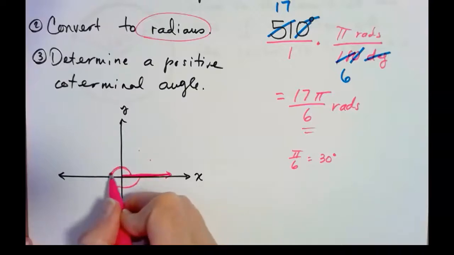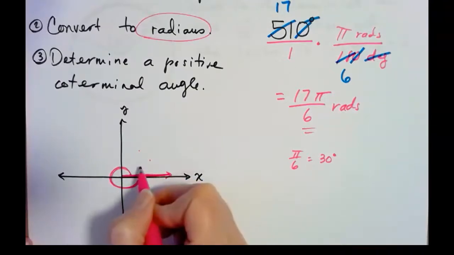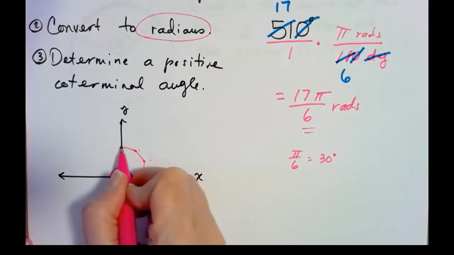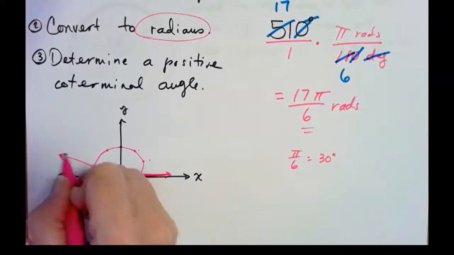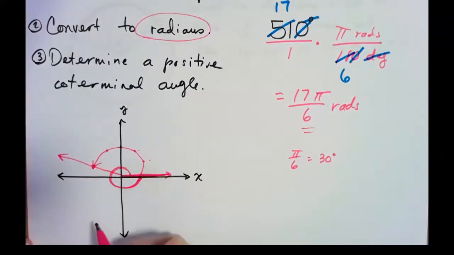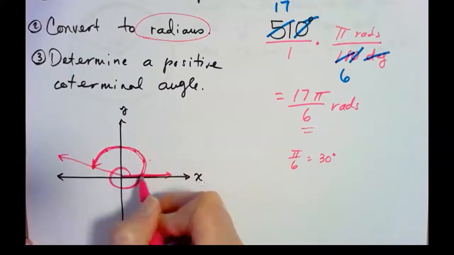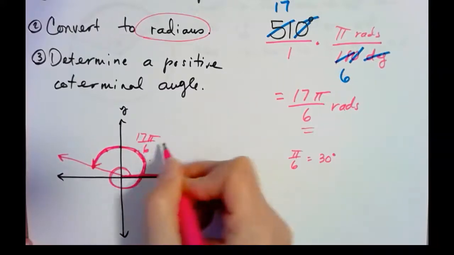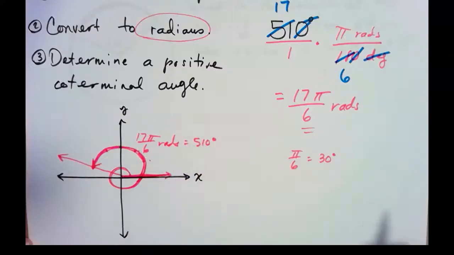So let's go around once. Remember, that's 12 sixths, because 12 over 6 is equal to 2. And then 13, 14, 15, 16, and 17. So 17 pi over 6 is about right there. So 17 pi over 6, we can label that. That is 17 pi over 6 radians, which is equal to 510 degrees.